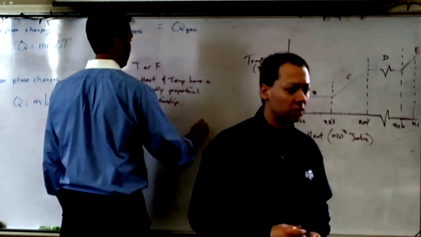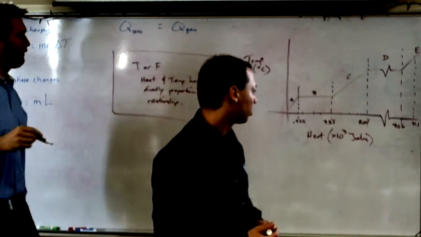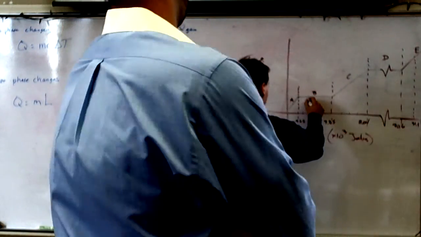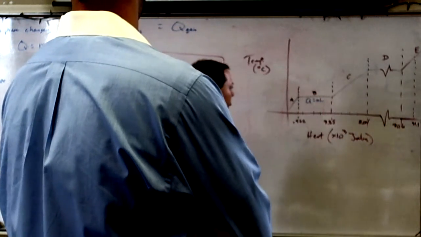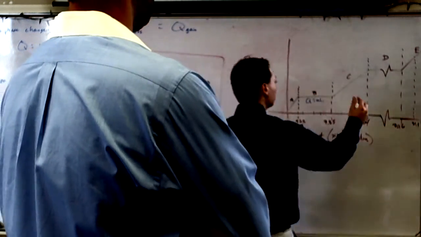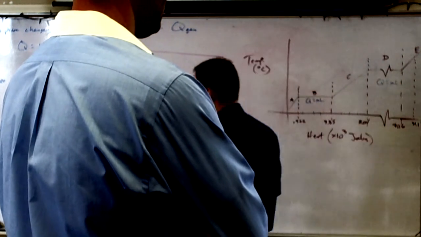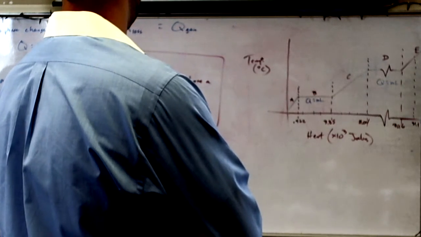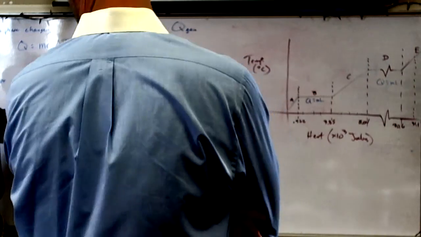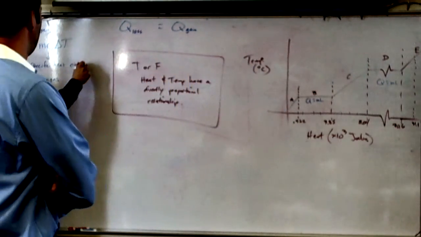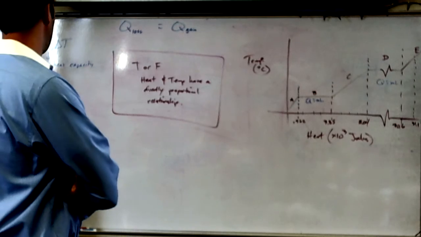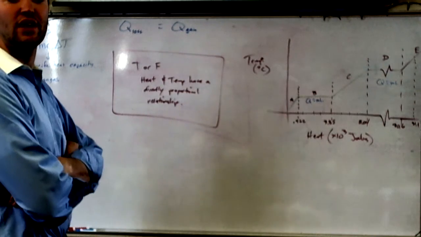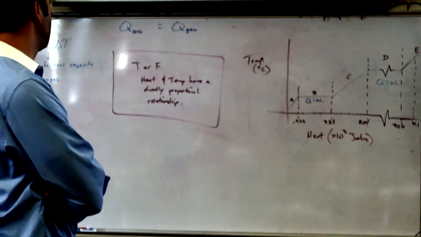Do we use Q equals ML for B, and A and C use Q equals mc delta T? Is that what you said? That's correct. There's somewhere else to use it too. D, yeah. What is L again, AJ? What is L? Anybody, what does L mean? Latent heat.